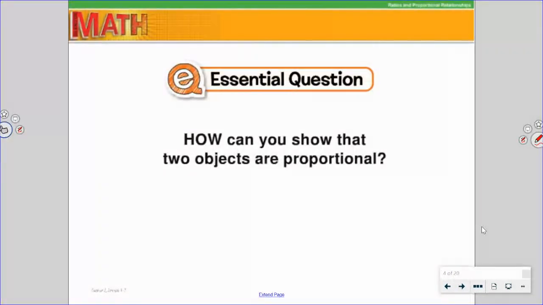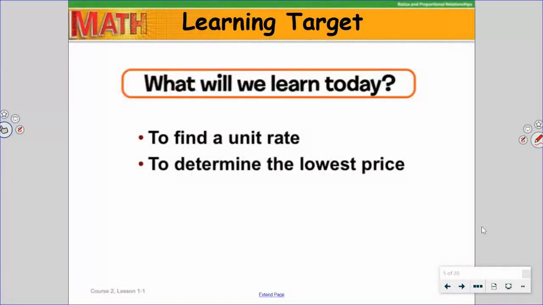All right, focus on the essential question. How can you show that two objects are proportional? I want you to think about what that word proportion means, if you recall that. And we'll talk about that more as we get along, but think about that question. How can you show if two objects are proportional or are not?